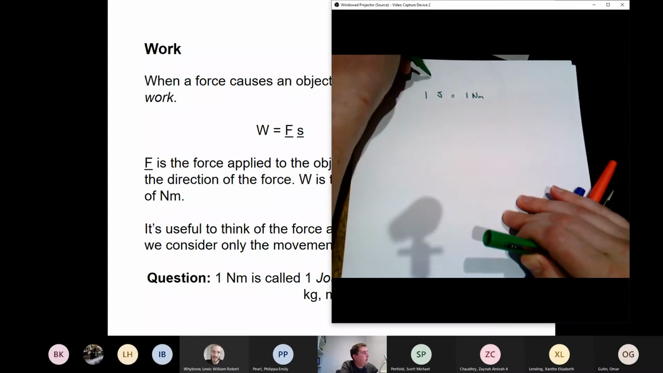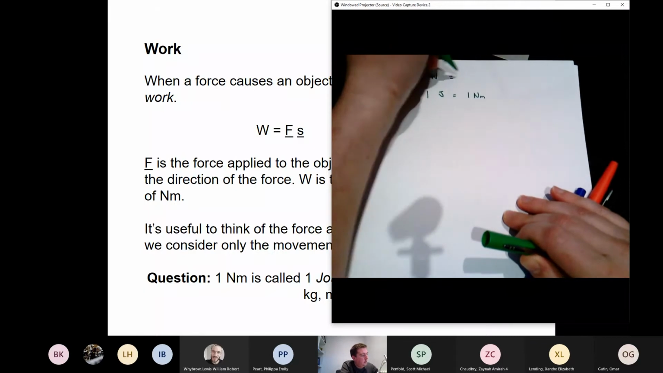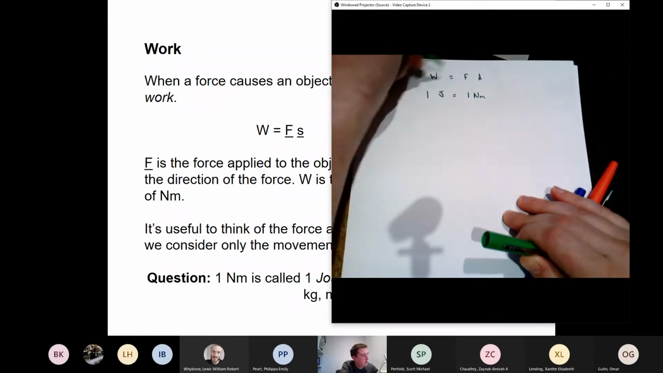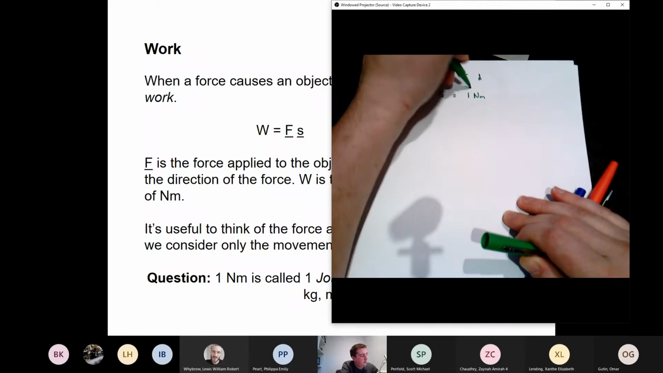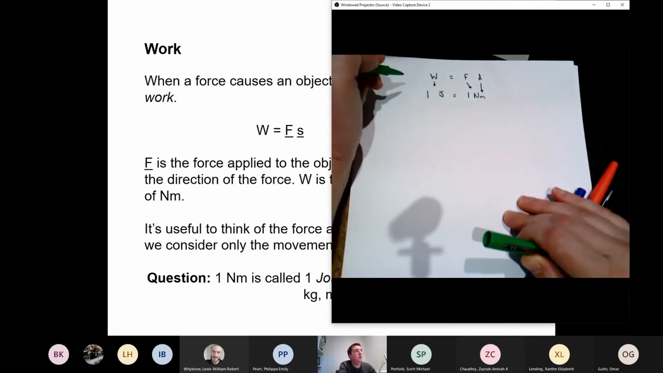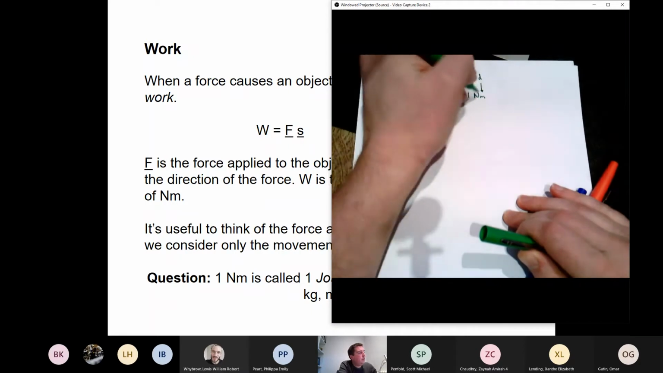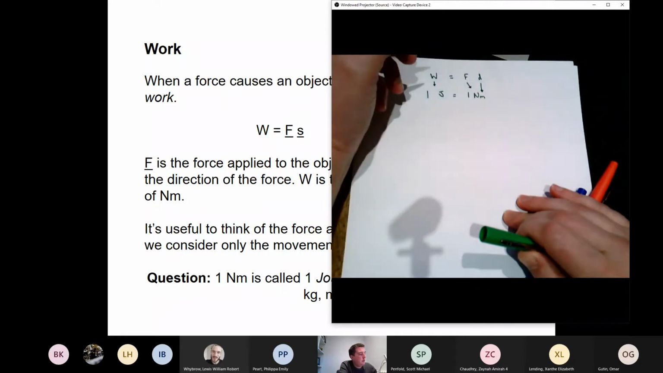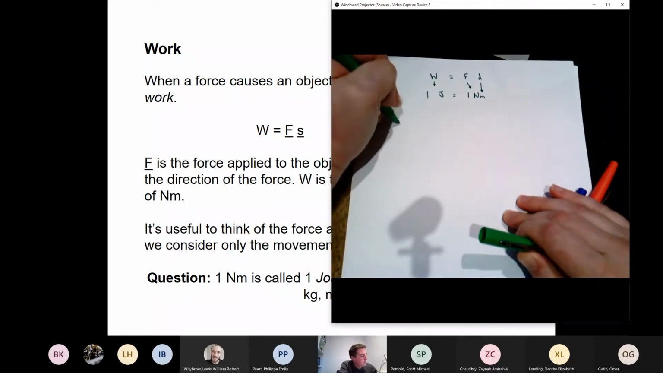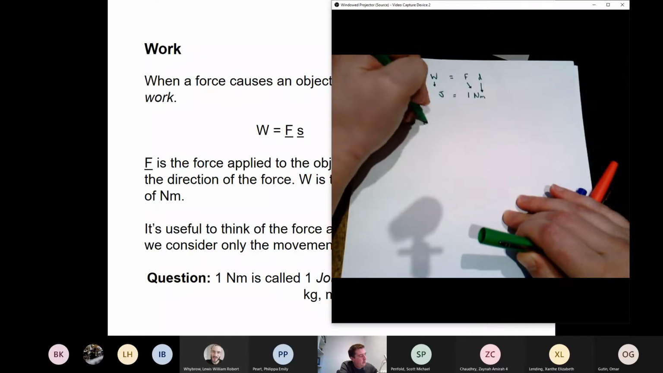We know that's because work done equals force times distance. This is the unit of work, and this is force, and this is distance. So meters is fine, that's already an SI unit. Newtons, we need to work out what is 1 Newton.